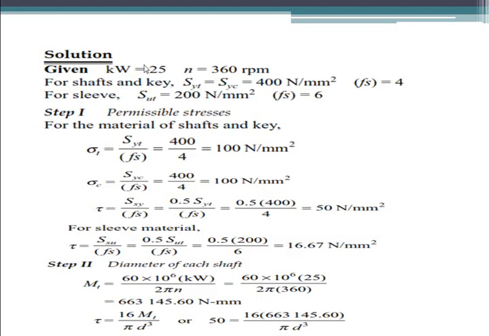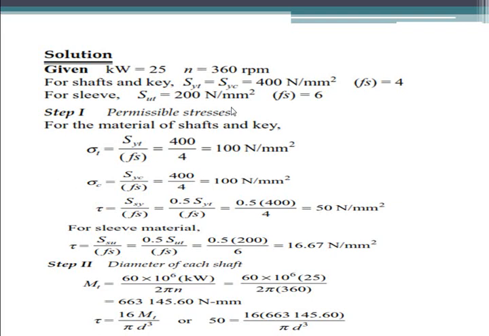The given data was, the power is 25 kilowatt and the speed is 360 rpm. From this power and speed we can find out the torque. For shaft and key, the SYT and SYC is 400 Newton per mm square and factor of safety 4. For sleeve, SUT is equal to 200 Newton per mm square and FOS is 6.